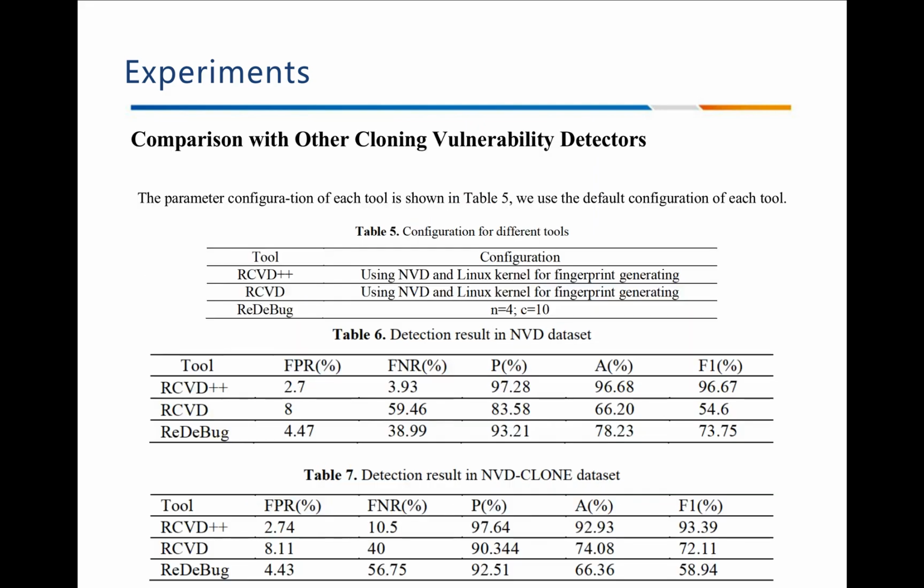The first experiment compares with other clone vulnerability detectors, including RCVD and ReDeBug. The configuration is shown in Table 5. For RCVD++ and RCVD, we use NVD and the Linux kernel for fingerprint generation. For ReDeBug, we utilize the configuration in their paper with n equal to 4 and c equal to 10. The detection result is shown in Table 6 and Table 7.